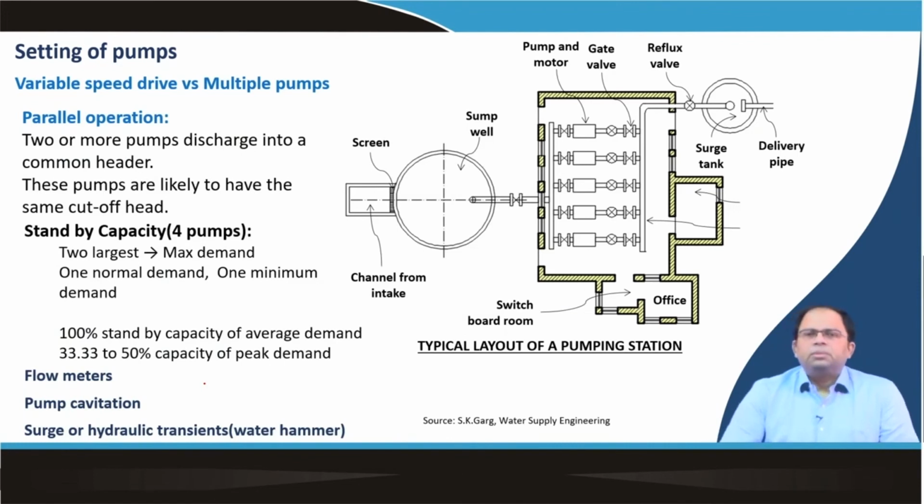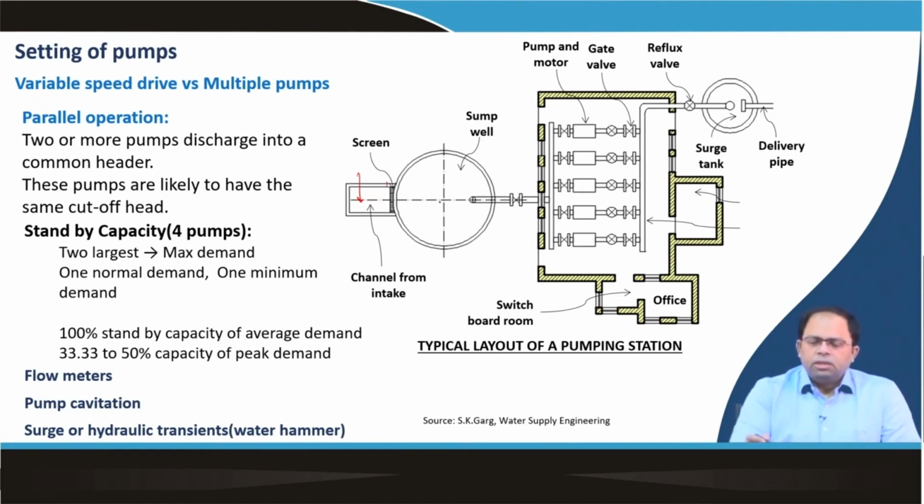In this particular image you can see the setup. Initially there is a screen, and this is the channel from where the water is being drawn. It could be a channel or a pipeline, but we allow the water to get inside the sump well, and this is where we put a screen so that impurities and other larger floating matter are prevented from getting inside. A similar setup is there in a sewage treatment plant and a sewage lifting station, where we put in a screen to prevent similar matter from getting inside.